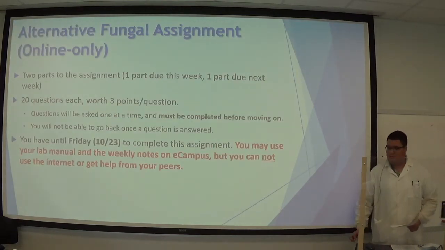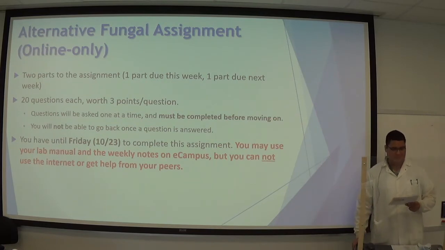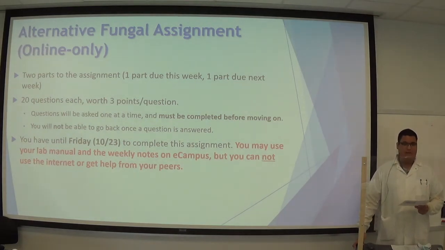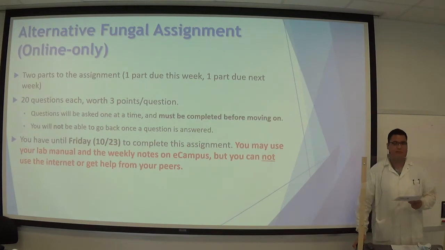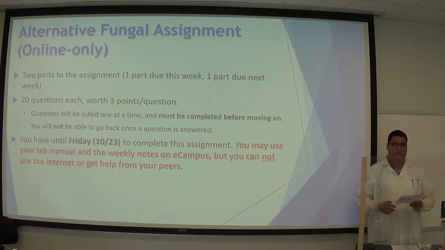Just to quickly tell you online students what you have to do instead of this project that we're doing in class. You are going to have 2 assessments, 2 quiz type assignments. One part will be due this Friday and the second part will be due next Friday. It's going to be 20 questions each, and each is worth 3 points per question. All the questions will be asked one at a time and must be completed before moving on. So make sure you answer the question and then hit next, because you won't have a chance to go back. So make sure everything's correct before you hit next.